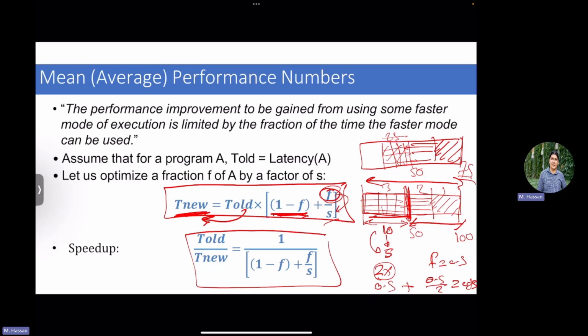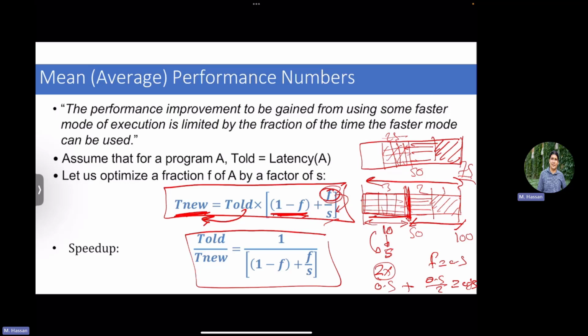It's simple math, but you have to have the intuition behind it. Why is that the case, right? f is the only one that is accelerated. It's only a portion of the application that is accelerated. This is why we divide it by the speed up. 1 minus f is the factor that I didn't touch. It will just remain the same, right? And in that case, it just remains as is.